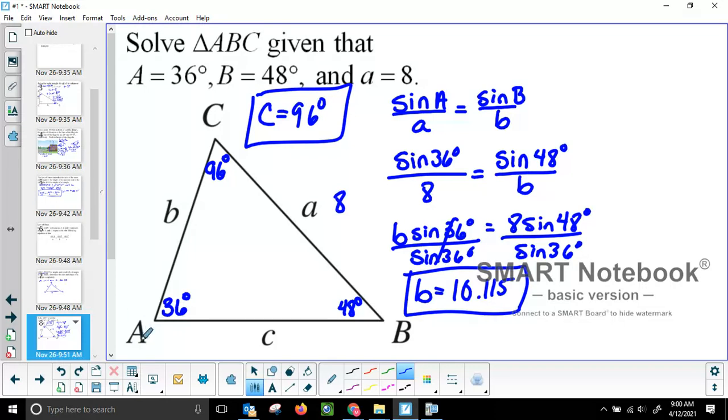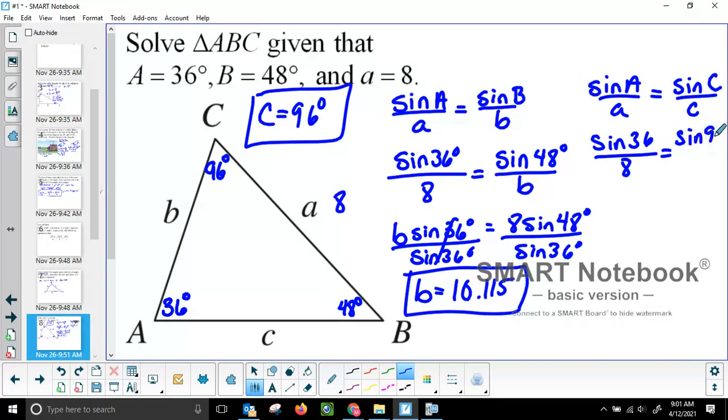So we were given angle A and side A, so we always like to use that. So sine of A over A. In this case, we're looking for side C, so we use sine of C over C. So again, we have sine of 36 over 8, but now we have sine of 96 over little c. Again, we can cross multiply, and we will get c times the sine of 36 is equal to 8 times the sine of 96.